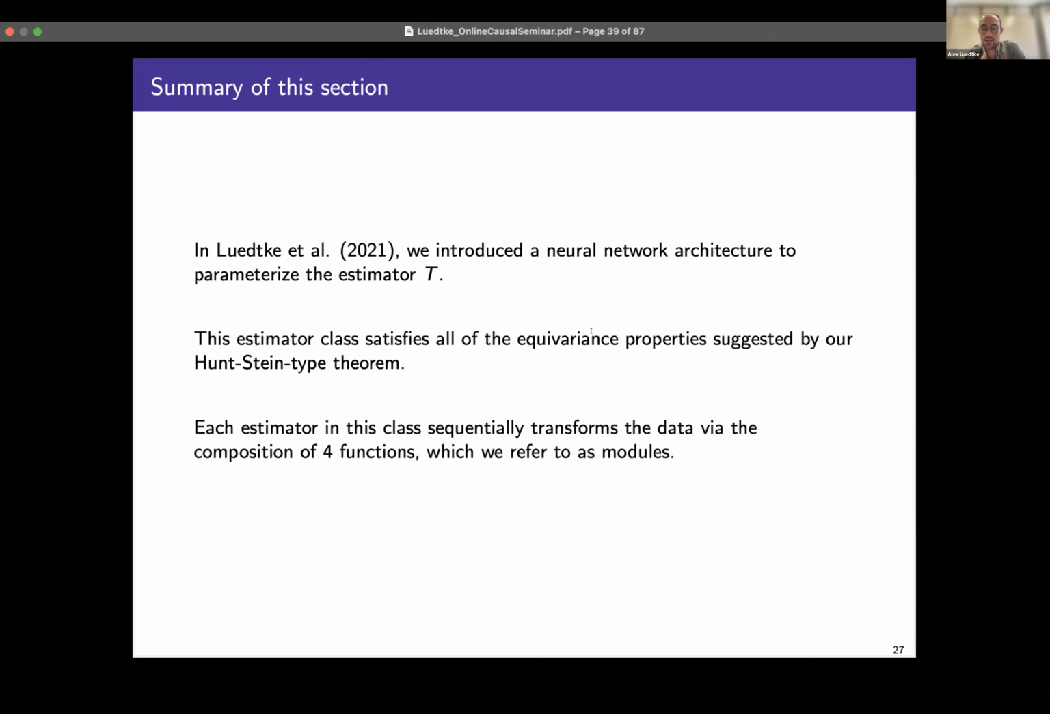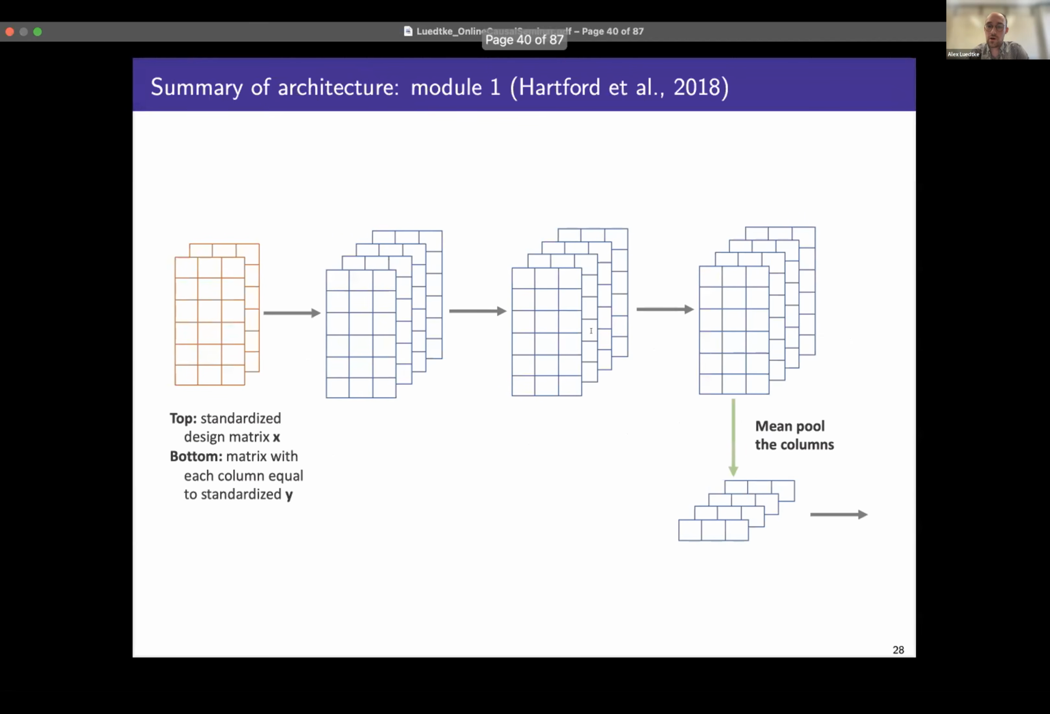How do estimators in this class work? Well, each of them is going to sequentially transform the data via a composition of 4 functions, which I'm going to call modules. I'm going to walk you through visually what each of these modules does, and how we impose the desired properties on this function class. So let's just take a look at it. Starting on the far left, we have the quantities that our estimator takes as input. An estimator is going to take as input a design matrix. We're going to standardize the columns here, empirical mean 0, standard deviation 1.